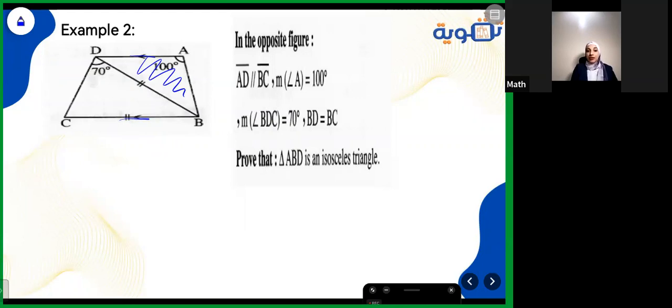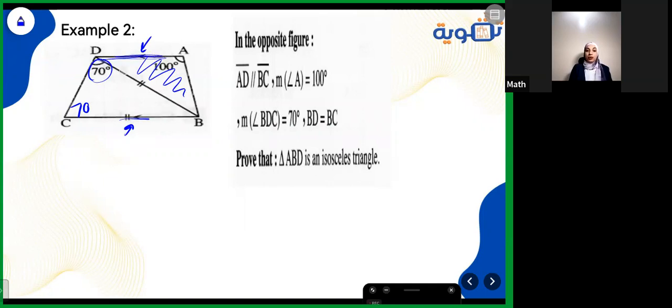I will have this angle as 70. Yes, you are right in your thinking here. BD equals BC, it's isosceles, then this is also equal to 70. These two angles are equal in measure. These are two base angles. And at the beginning, if you noticed, you have AD parallel to BC.